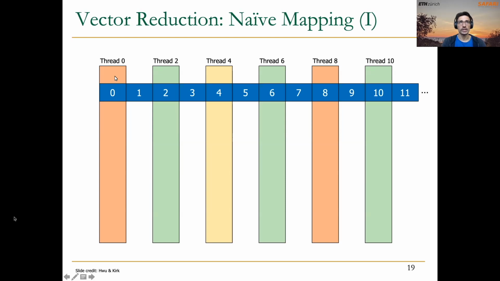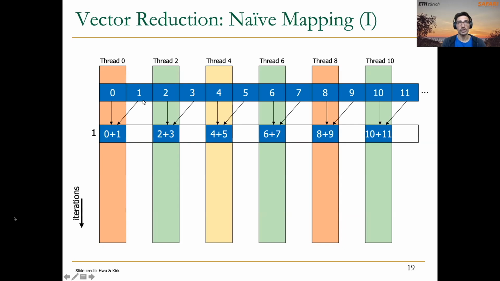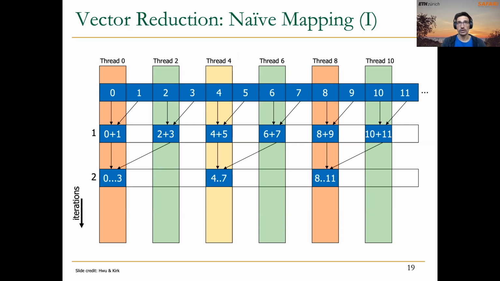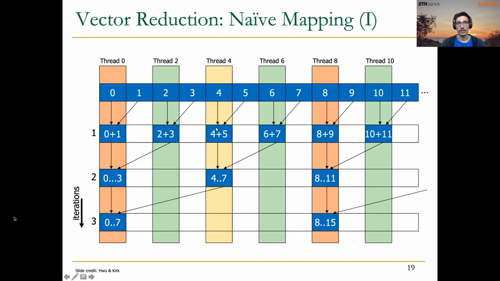One thing we can do is assigning the even number threads to the sums that we have to perform, and observe how here thread 0 is going to perform the addition of element 0 and 1. Thread 2 performs the addition of element 2 and 3, thread 4, the addition of element 4 and 5, and so on. In the next iteration, half of the threads retire, and now we have thread 0 performing the addition of these 2 partial results, thread 4 performing the addition of these 2 partial results, and so on. And this is in iteration 3, and in the final iteration, we perform the last addition.